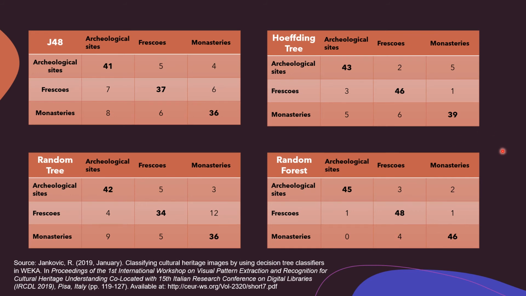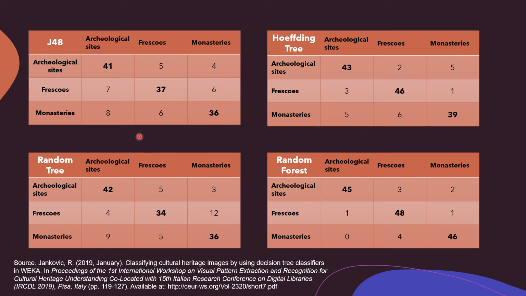To better understand the results of classification, we can look at the classification matrix. Here we have a classification matrix for each of the models, and we can observe the numbers in the diagonal, which represent the correctly classified instances. However, the rest of the numbers in the rows and the columns represent the misclassifications.